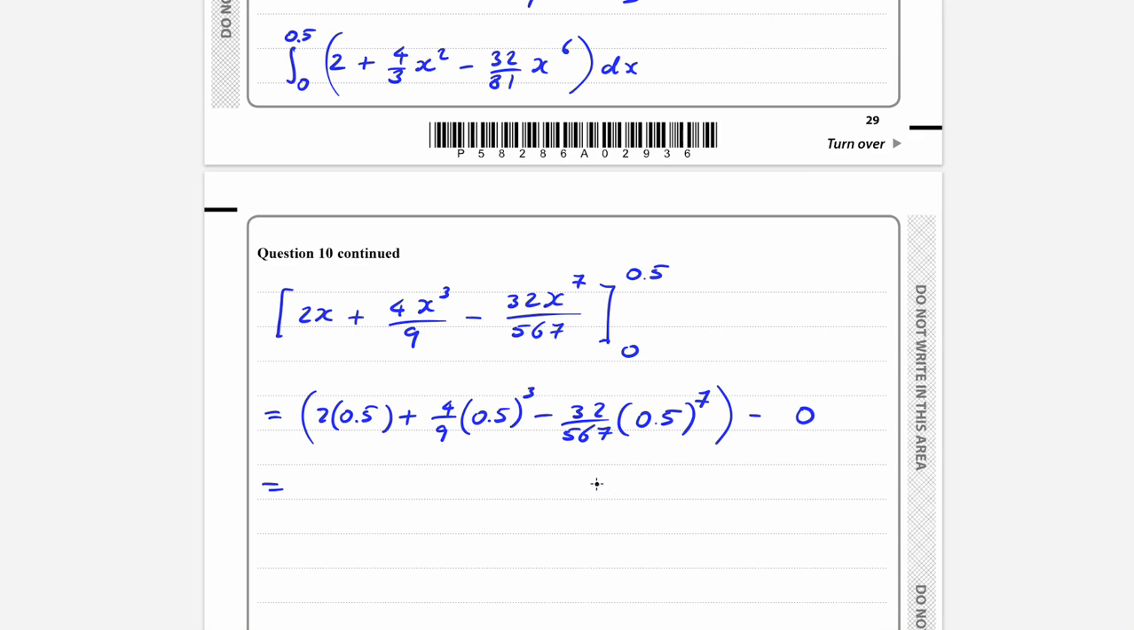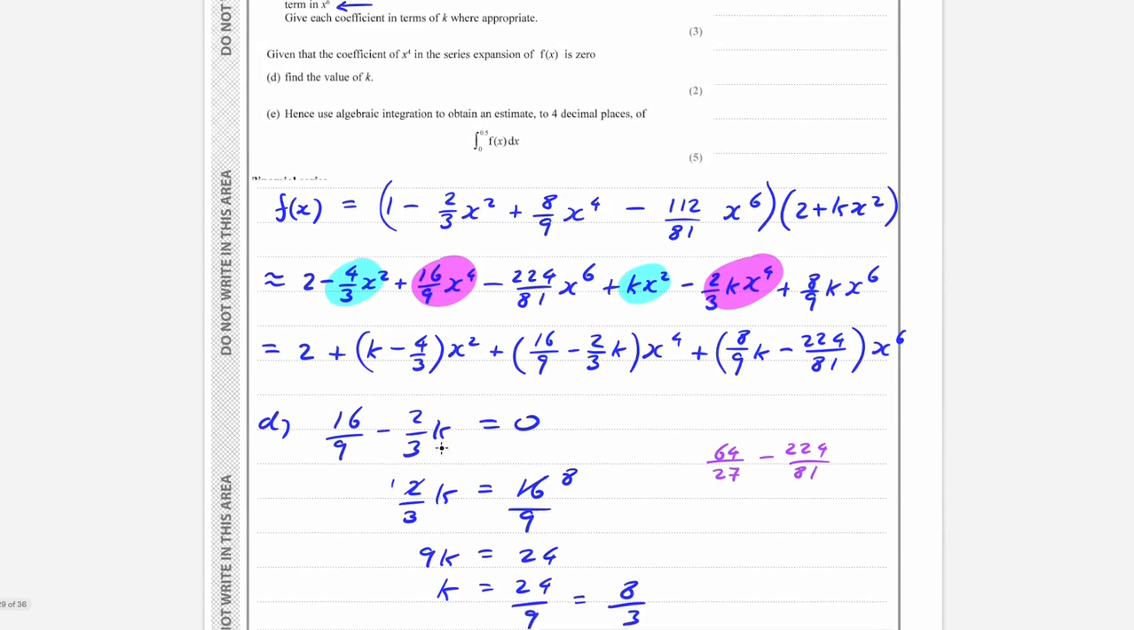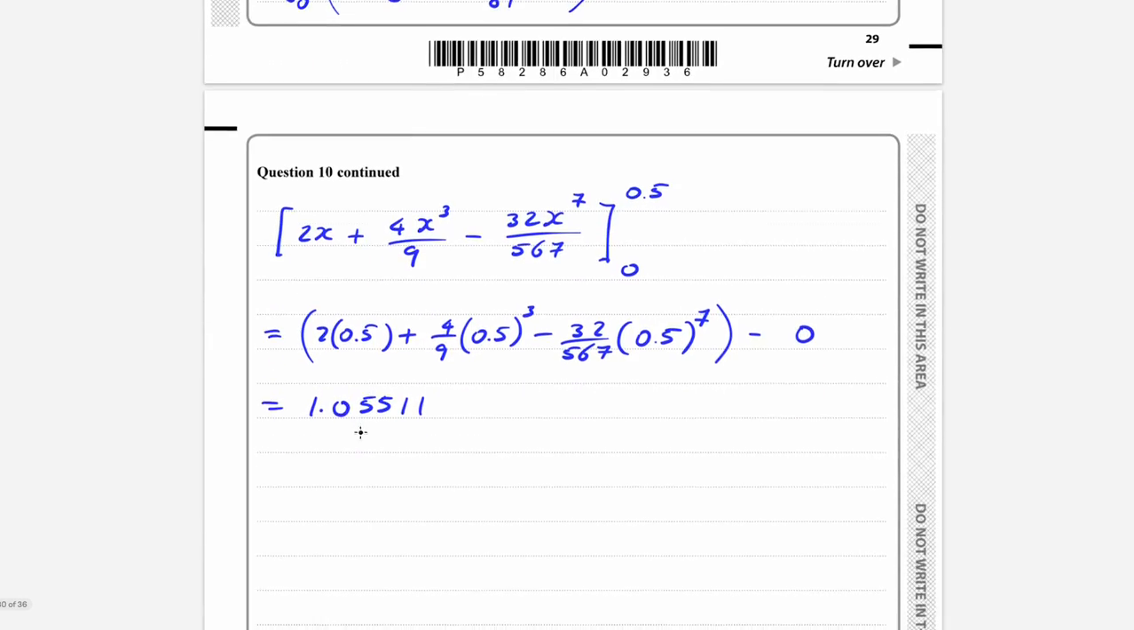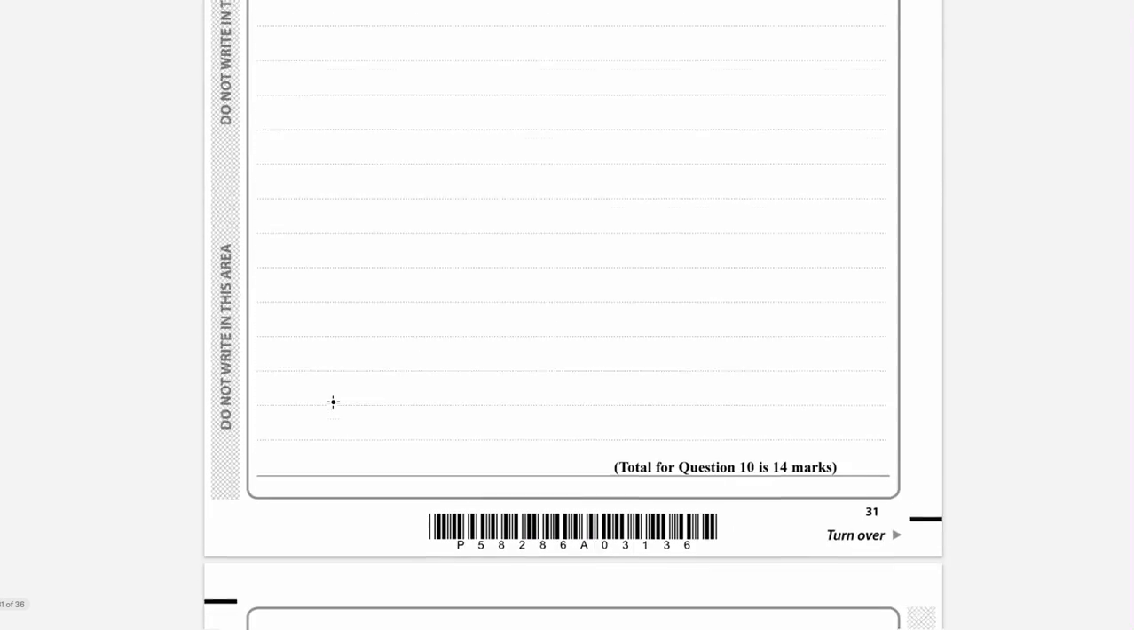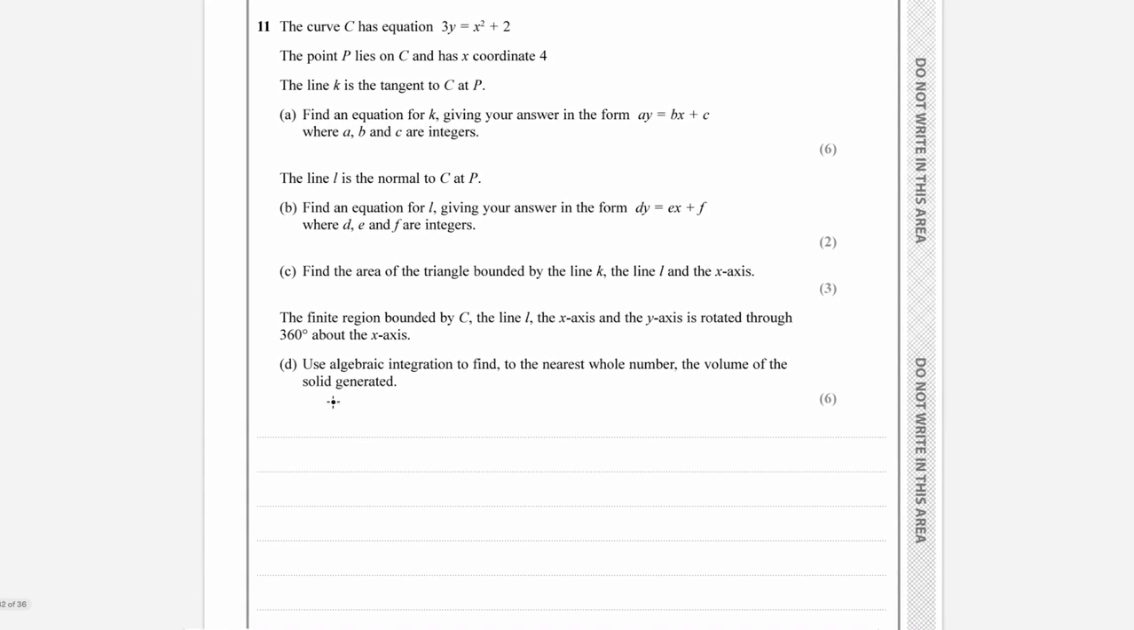1.05511. How many significant figures? 4 decimal places. So this is approximately 1.0551. Okay, that's question 10. Question 11.